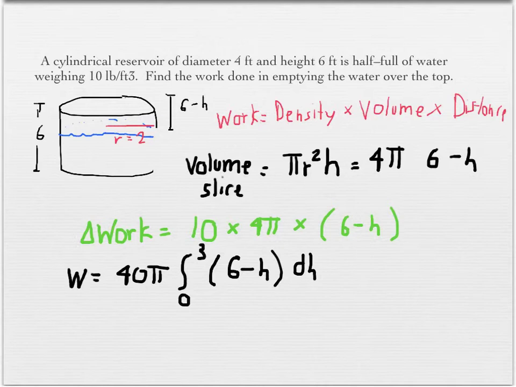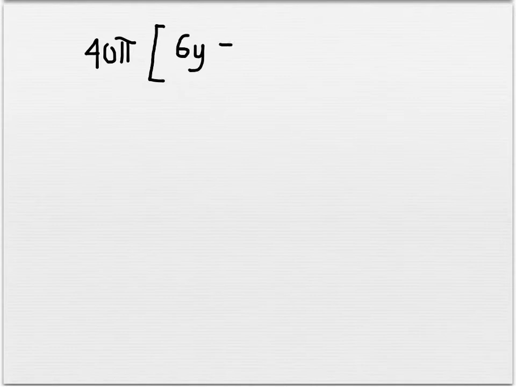Anyway, I'm going to go on to the next page here and continue on so I have enough room to keep working. So what I really end up with then is 40 pi. I can pull that out, and if I do my integral, which is just 6 minus y, the integral of that is going to be 6y minus y squared over 2. Your powers increase, remember.